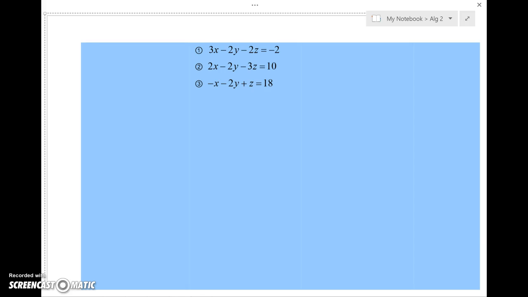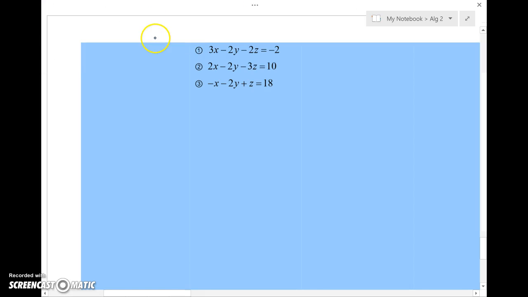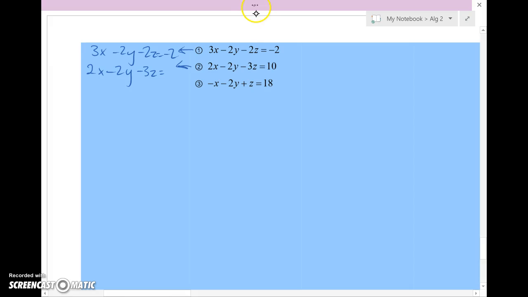Okay, so again, our first step is to move these equations over. I'll make sure I got the right color here. Got the blue. I'm going to move the first two equations over to the left. Okay, so I'm going to rewrite them here. 3x minus 2y minus 2z equals negative 2. 2x, this is the second equation, minus 2y minus 3z equals negative 3. Oh, I'm sorry, that's not negative 3. That is 10.